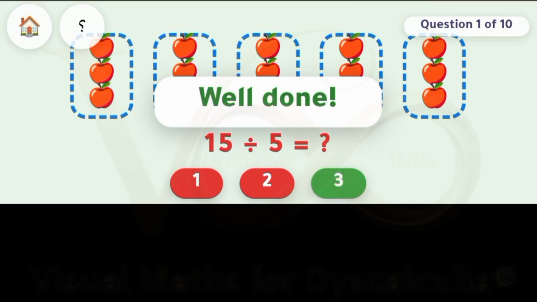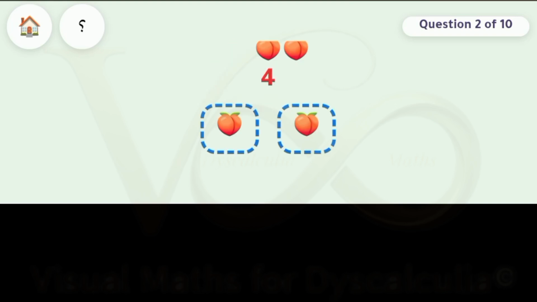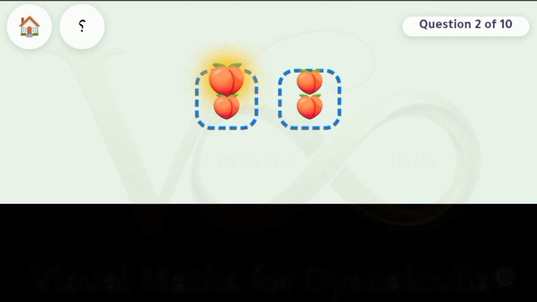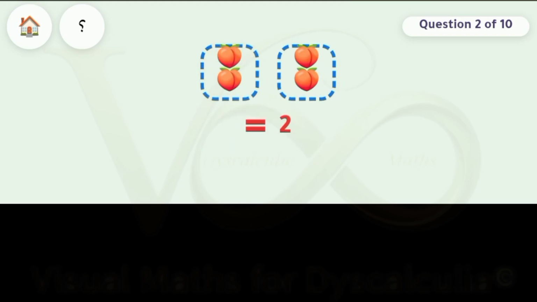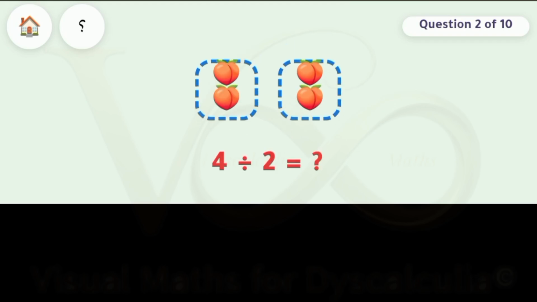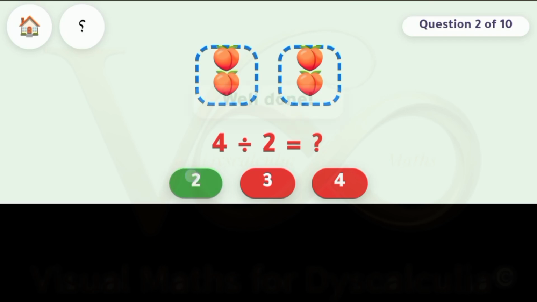Well done. 1, 2, 3, 4. We share it into 2 groups. 1, 2. Each group has 2. What is 4 divided by 2? Well done.